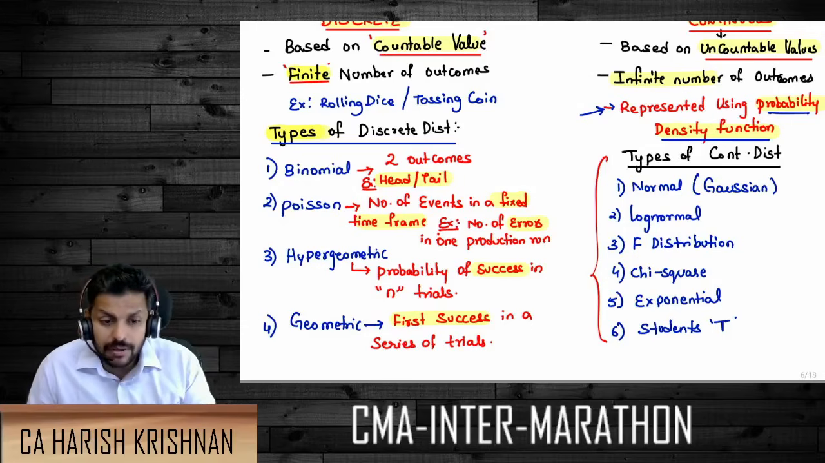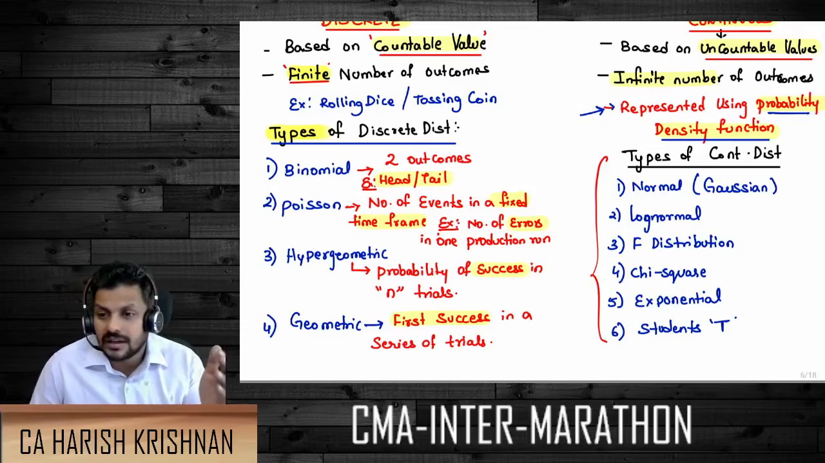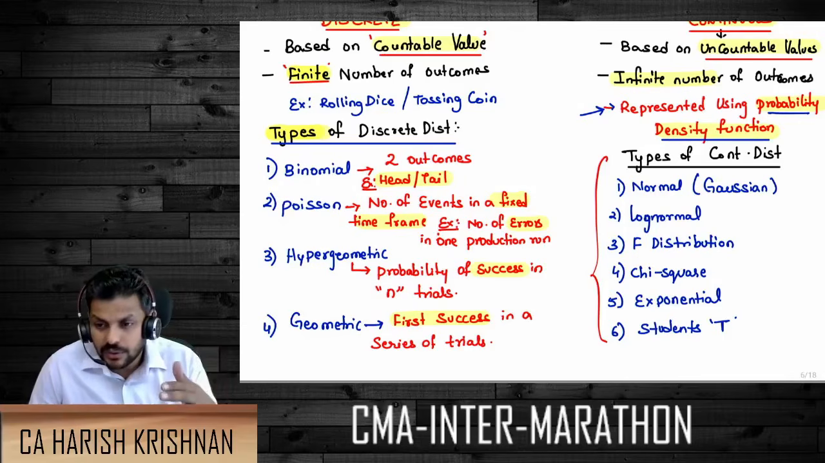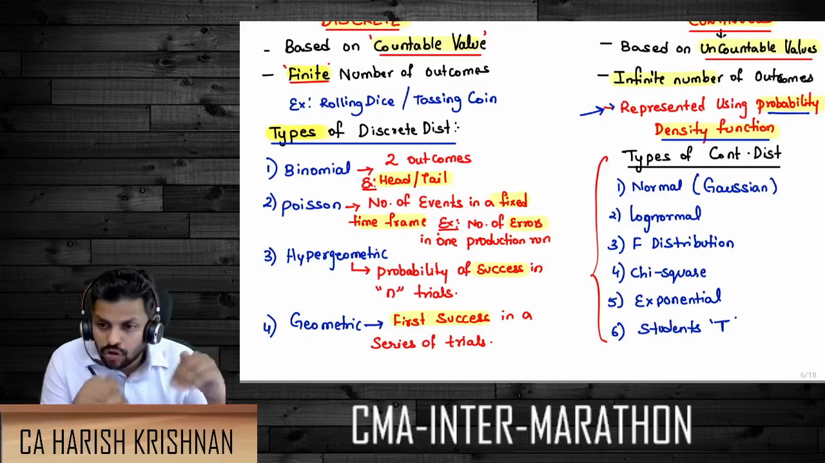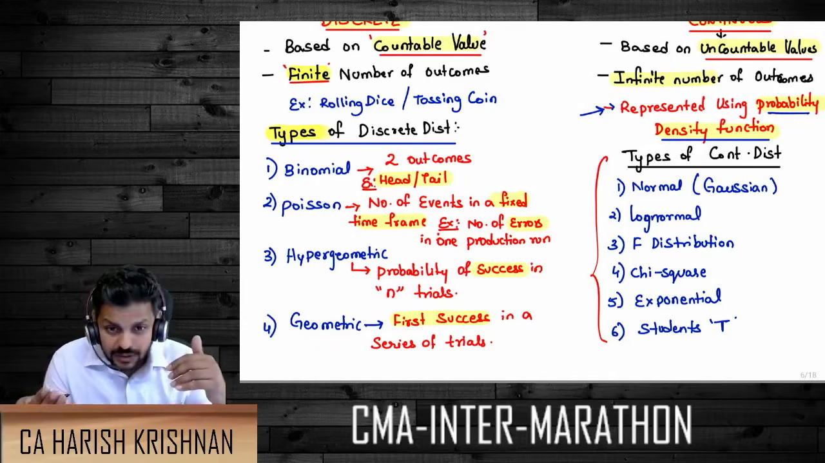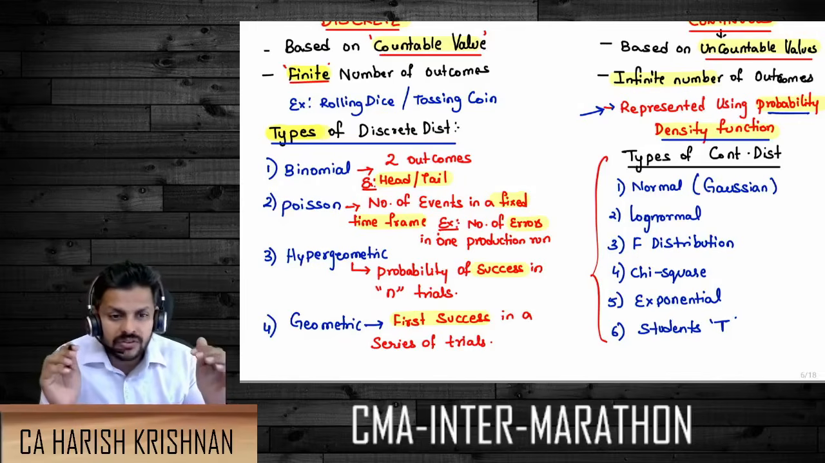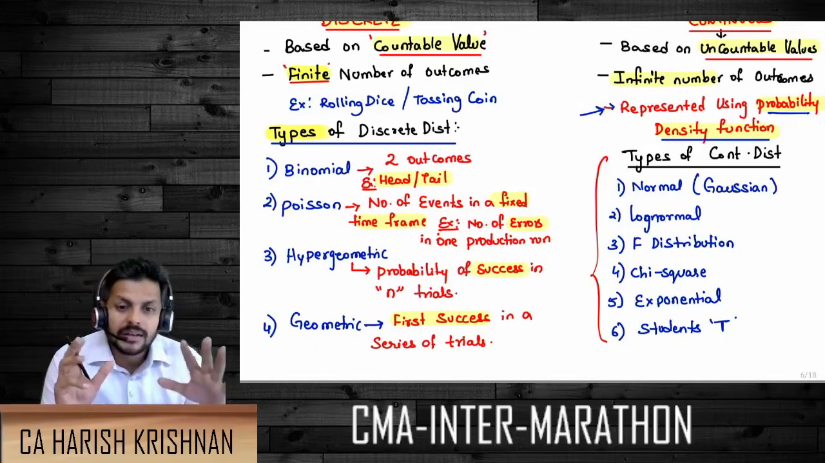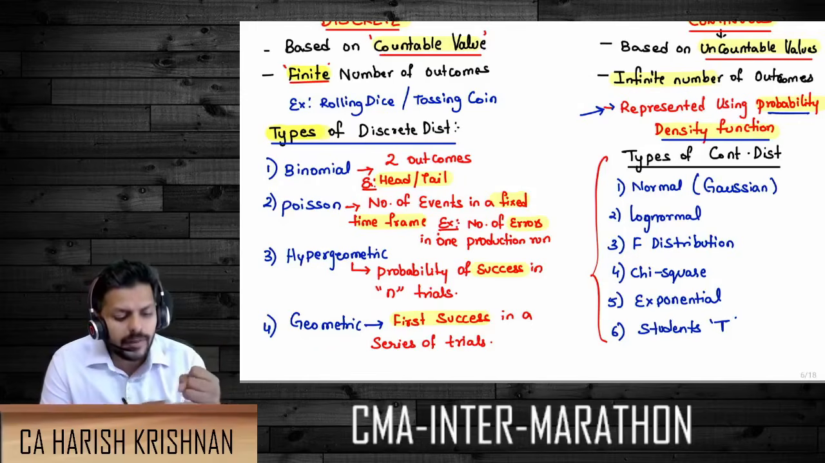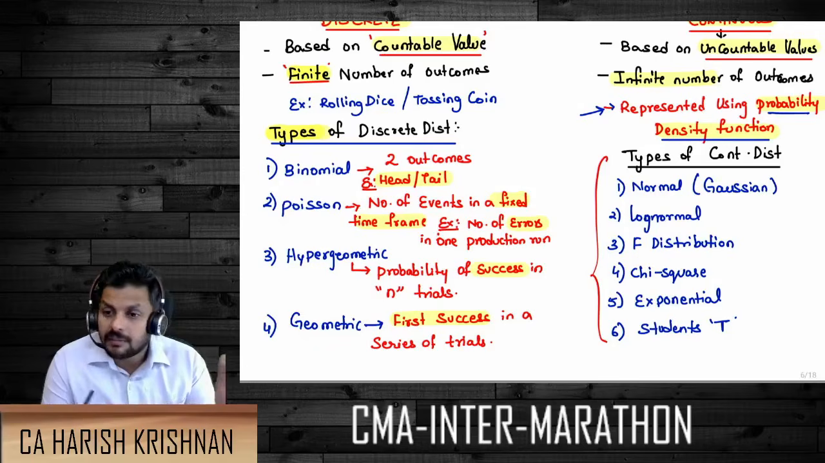And when we talk about geometric, all these are there in the fill in the blanks and true or false at the end of the chapters, and you do which one comes where. So if you see geometric, it is more to figure out which one gives you the first success in a series of trials. So when you try a number of outcomes, which one gives you the first success, that is called geometric. So geometric, hypergeometric, Poisson, and binomial are the four distributions where finite number of outcomes are there.